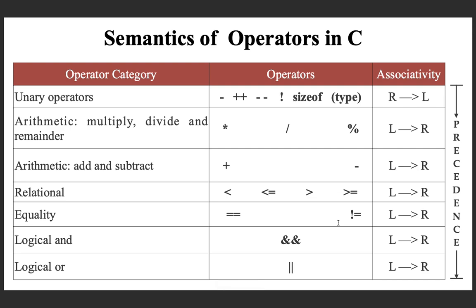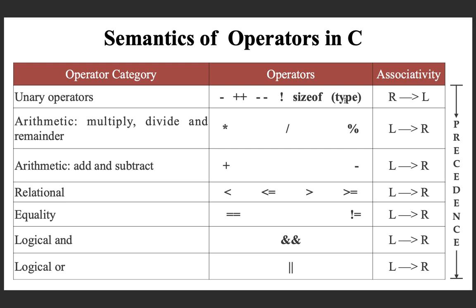Okay, now I am giving you a consolidated list of operators with their precedence and associativity. Unary operators have the highest precedence: unary minus, increment, decrement, and negation. Sizeof is a unary operator, and type conversion is a unary operator. So, unary operators have higher precedence than all other operators.